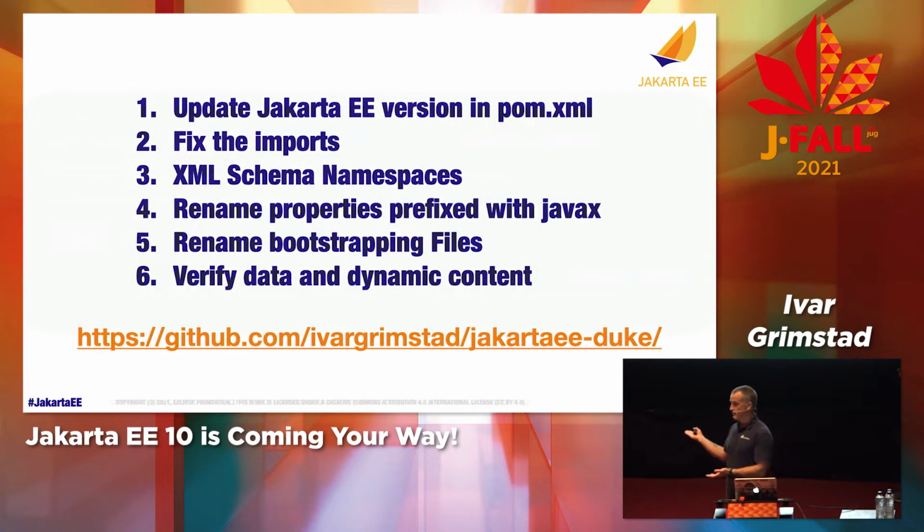If I wanted to do it manually, what I have to do is first update the POM files with the new Jakarta EE version. Then I would need to fix the imports because it wouldn't compile anymore. Then there are some XML schema namespaces, properties, etc. I'll go back to this slide during the demo and take it one step at a time.